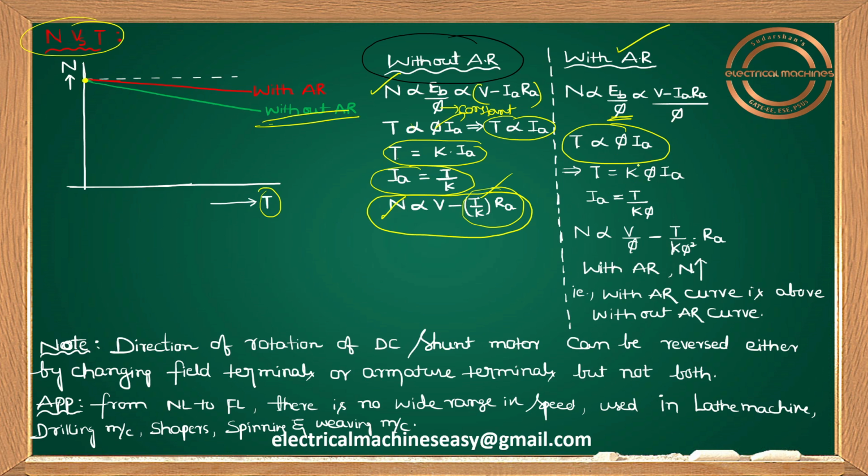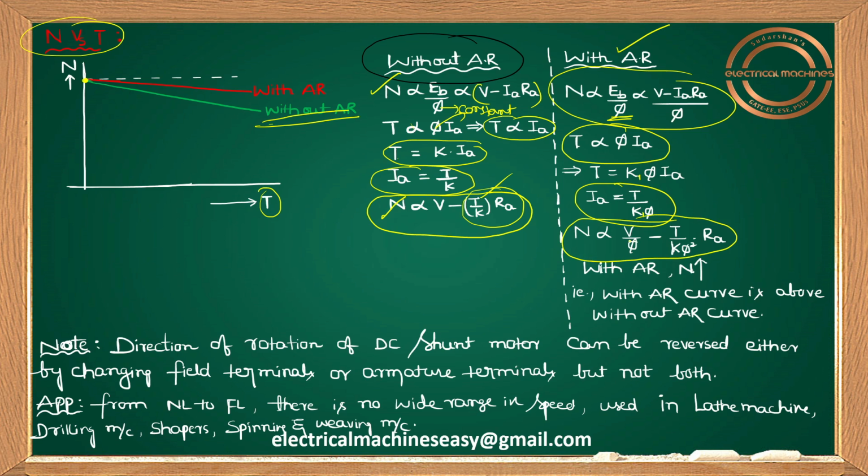Already I wrote K here, so you can write K1, nothing wrong. T equals constant K1 into flux into IA, so IA equals torque by K1 into flux. Now in place of IA, I can substitute T by K1 into flux in this equation. So N is proportional to V by flux minus T by K1 into flux, and since flux is already there, flux squared into RA. This is the equation.